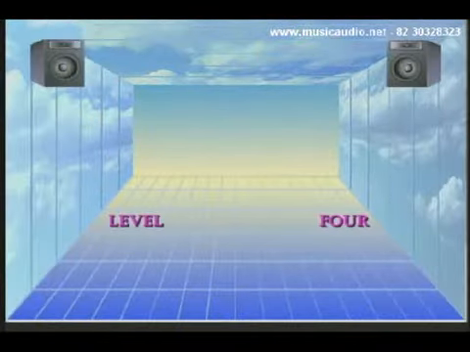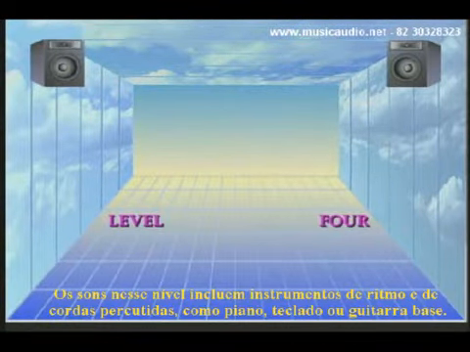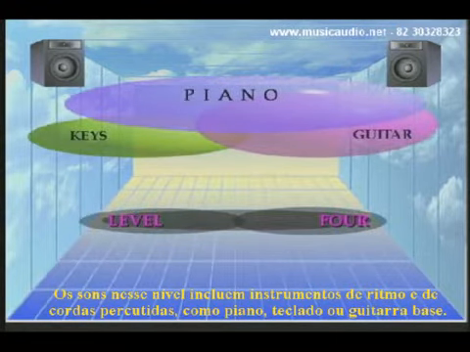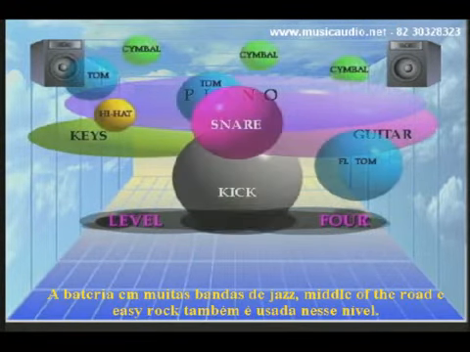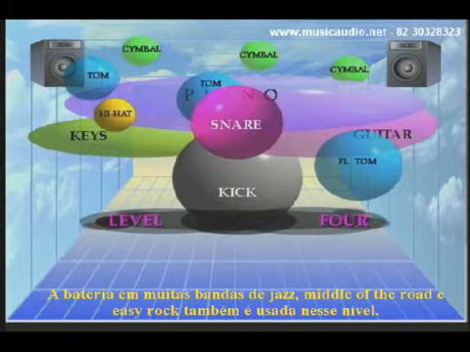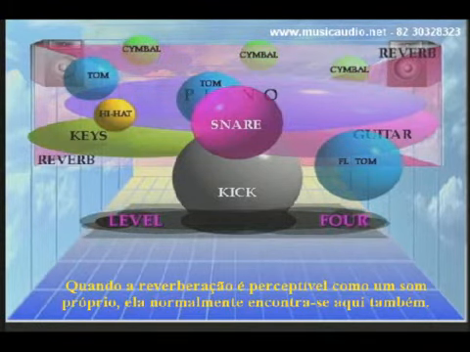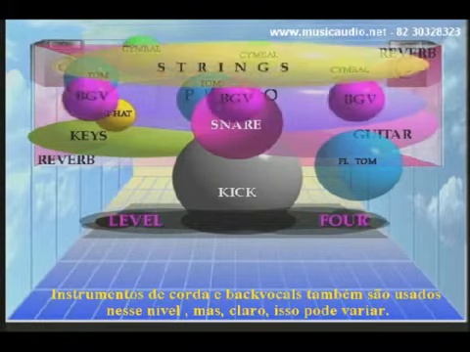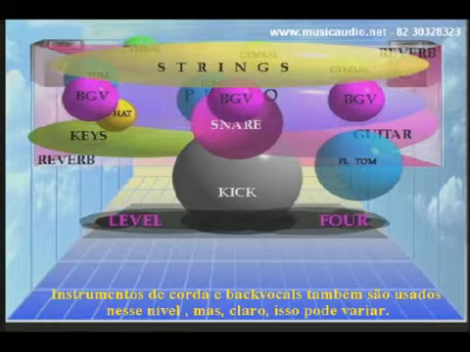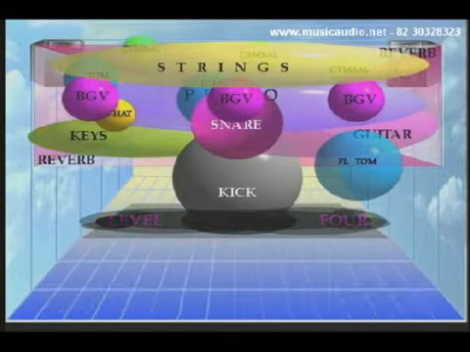Level 4. Sounds at this level include rhythm beds and chordal pads such as background piano, keys, or guitar. Drums in a lot of jazz, middle of the road, and easy rock are also at this level. When reverb is noticeable as a sound on its own, it's normally here. Background vocals and strings are also often at this level, but of course they can vary.